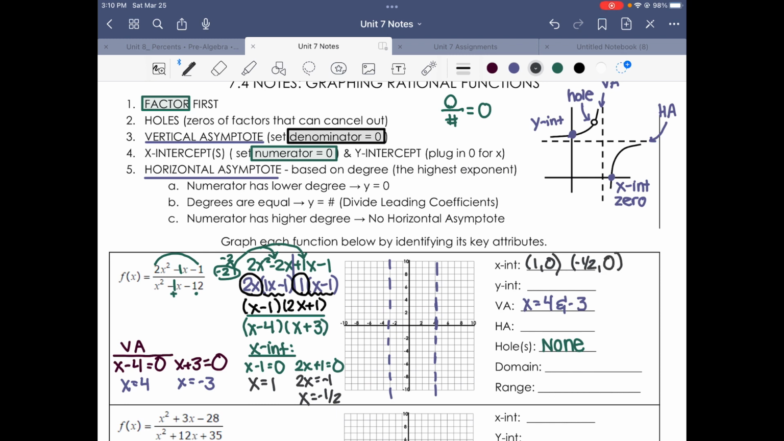There are not always two. Sometimes there are, sometimes there aren't. We're going to go ahead and put those 2 points on the x-axis at 1 and negative 1/2.